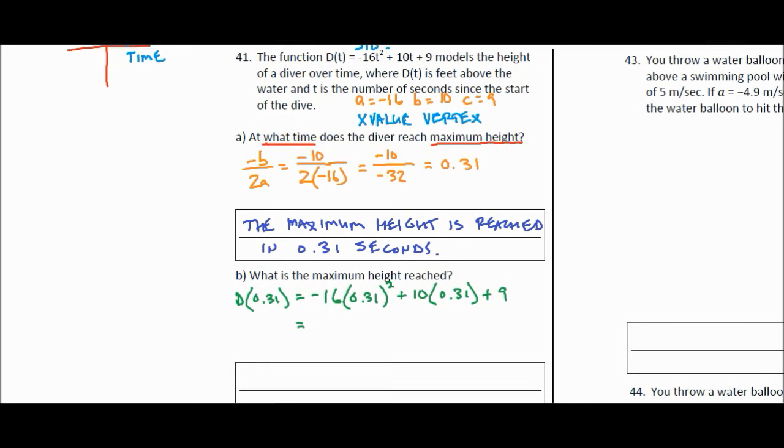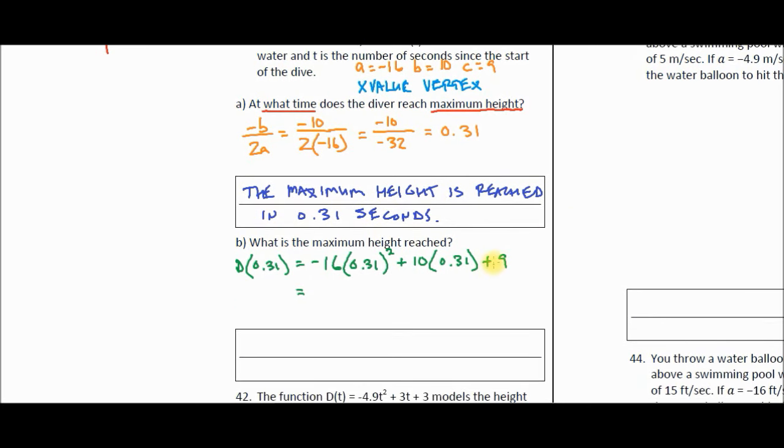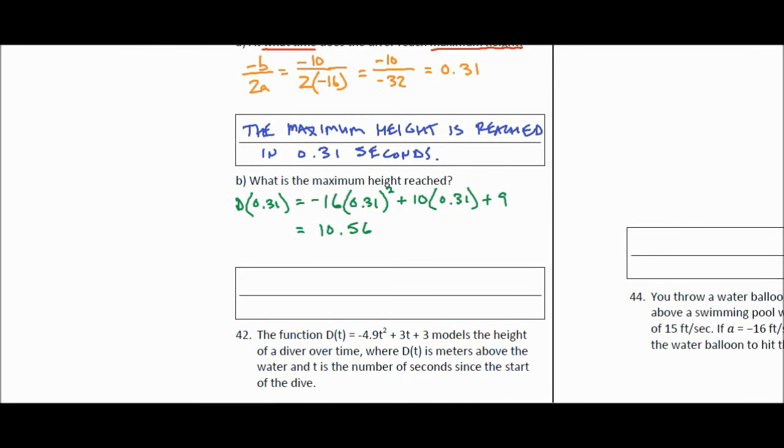Okay, put that in your calculator, check it out to make sure you are doing it correctly, and you're going to end up with, rounded to 2 decimal places, 10.56. So what is the maximum height reached?